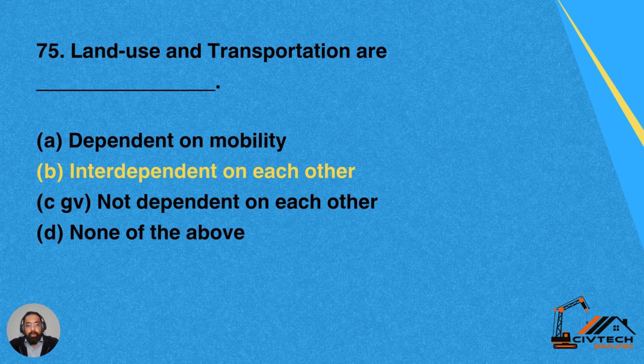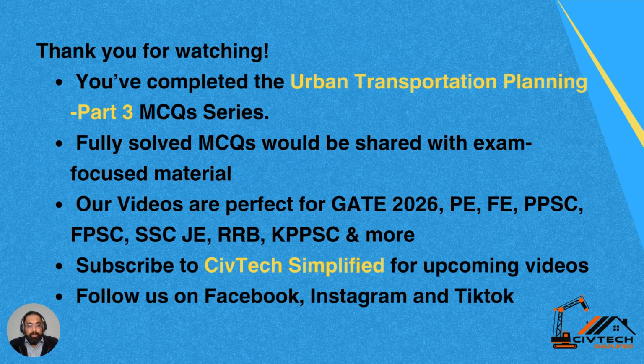75. Land use and transportation are dash. Option A, dependent on mobility. Option B, interdependent on each other. Option C, not dependent on each other. And option D, none of the above. So land use as well as transportation are interdependent on each other. So B is the correct answer for this question.